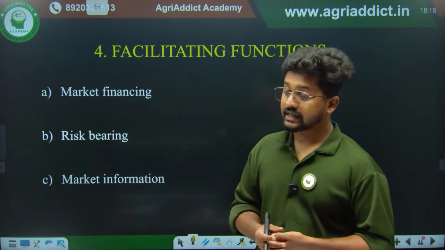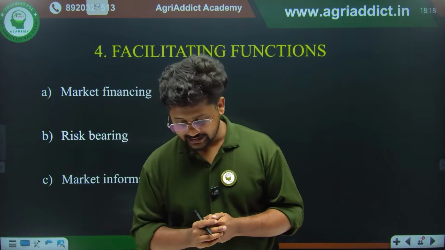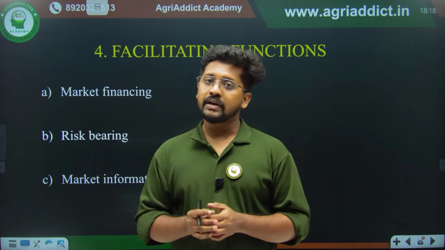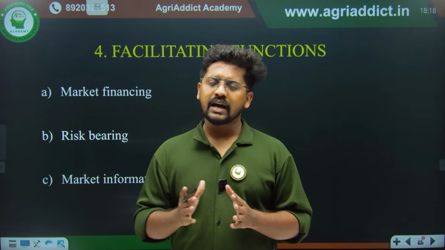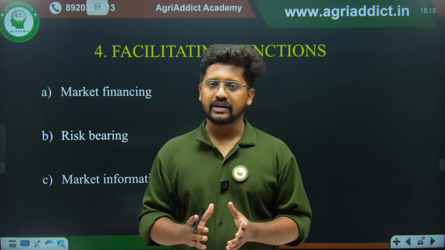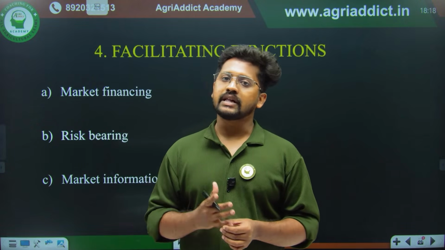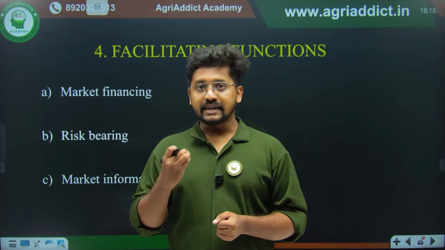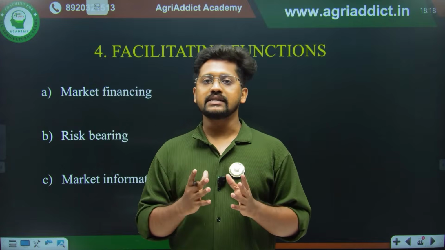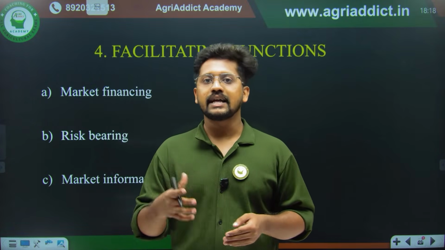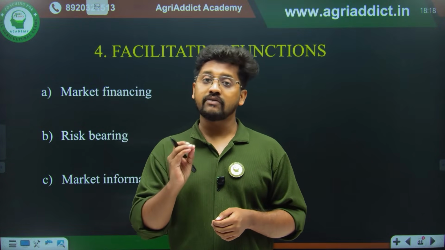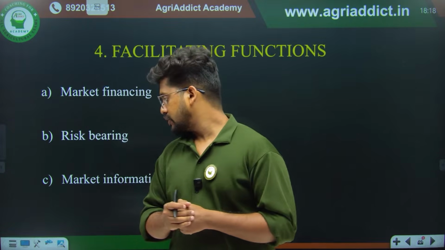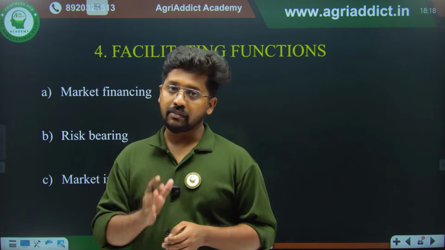Then something called market information. As we have already seen, in a perfect market there should be perfect information, but in reality perfect markets are really hard to find. Some information asymmetry will always be there. So price realization, or understanding how much additional price I am getting from one market to another, is literally important for each and every producer. So we should understand what market information is.